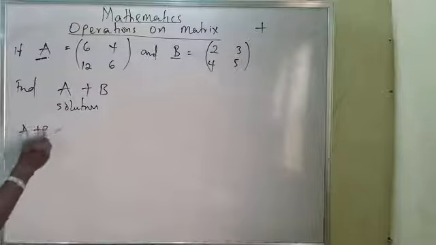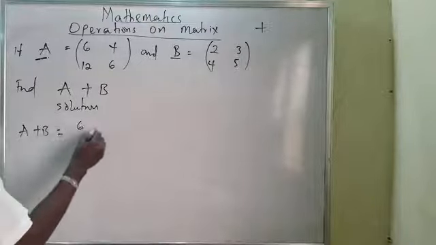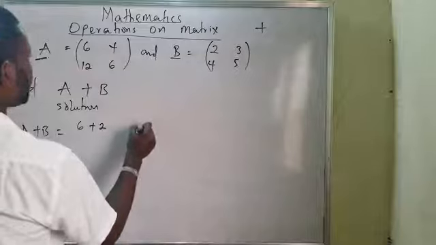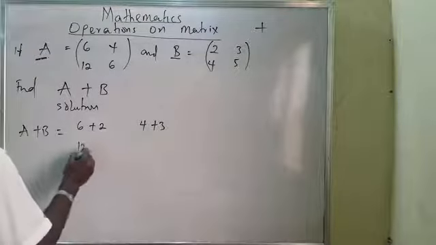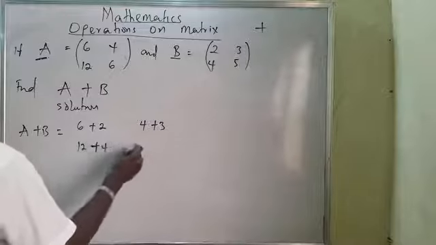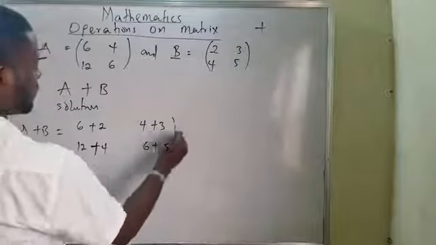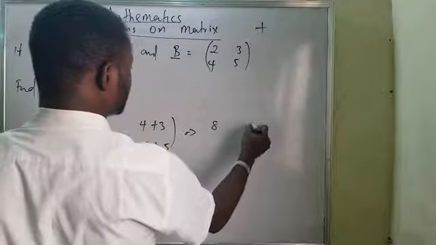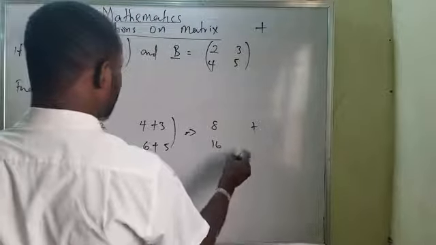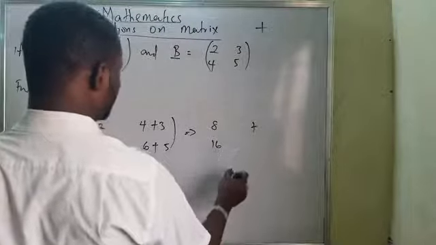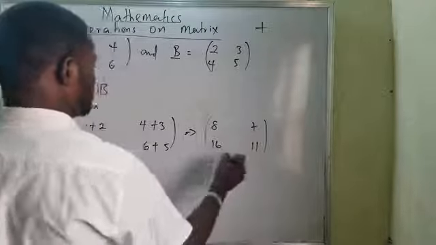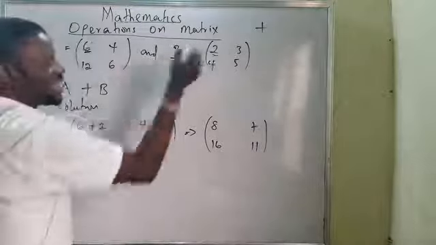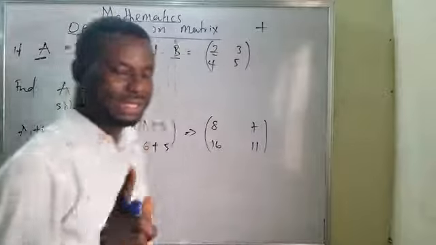Now, if I'm to do the solution to this, A plus B will be equal to 2 plus 4, 3 plus 12, 4 plus 6, and 5, which will result back to 8, 7, 16, and 11. That is the addition of matrix. It means I will add up their entries together.